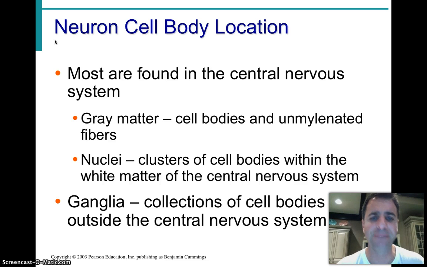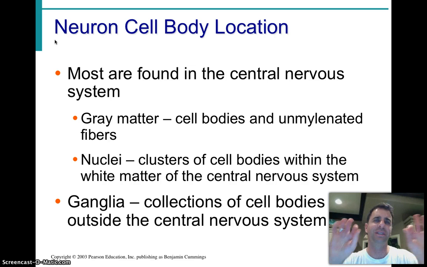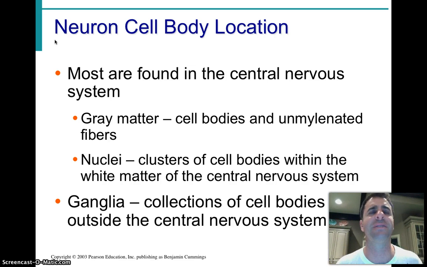And then we have ganglia, which are, once again, cell bodies, but these are now outside the central nervous system. They usually are just on the outskirts of the spinal cord. One example would be the basal ganglia, for example. Ganglia are cell bodies outside the CNS.